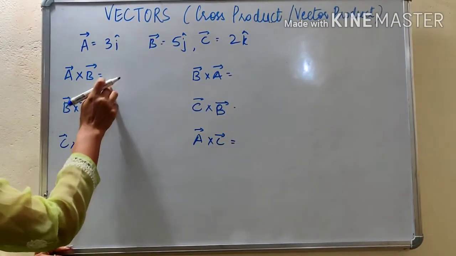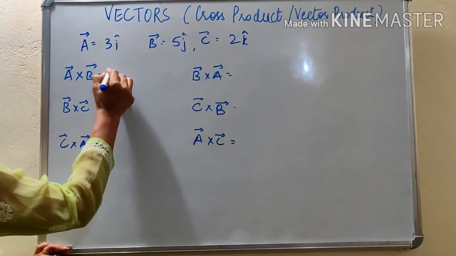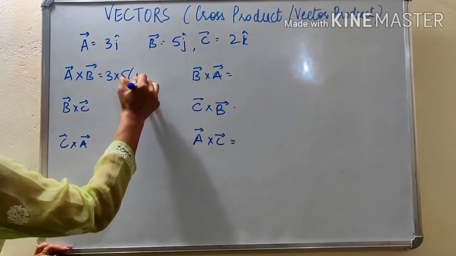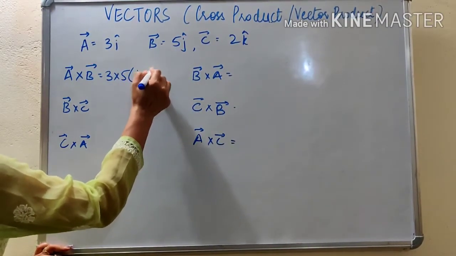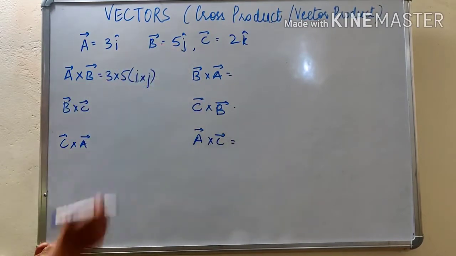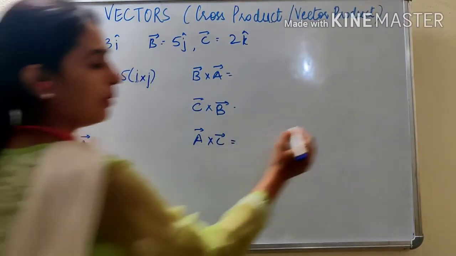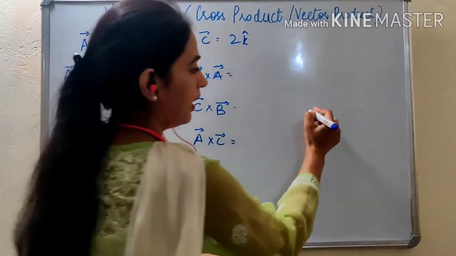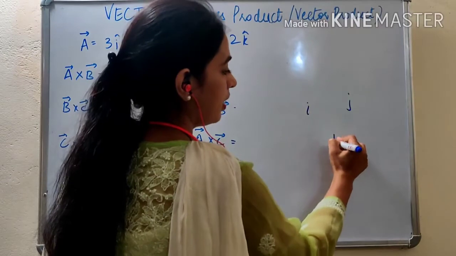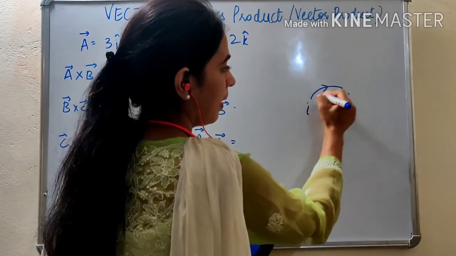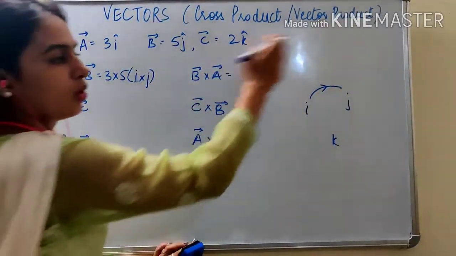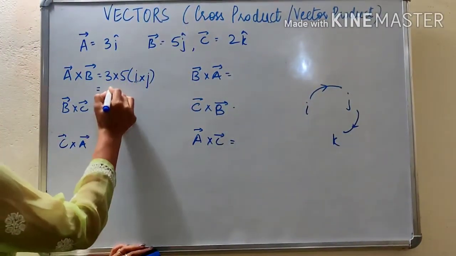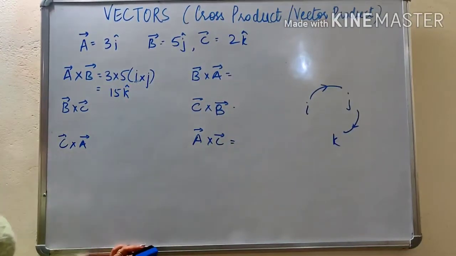So, A cross B will be magnitude of A, magnitude of B, 3 into 5, I cross J. Okay? A and B have I and J. I cross J will be, let us use the diagram only: I, J, K. I cap cross J cap, we are going in the clockwise direction. So, the resultant will be K cap. So, 3 5s are 15 K cap, positive direction.